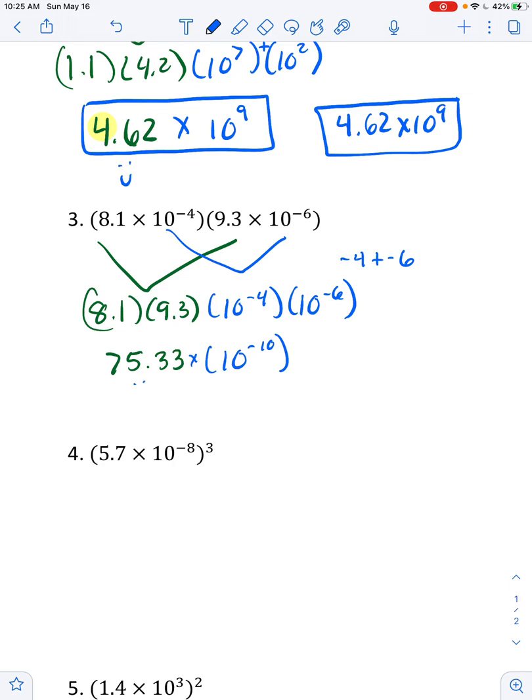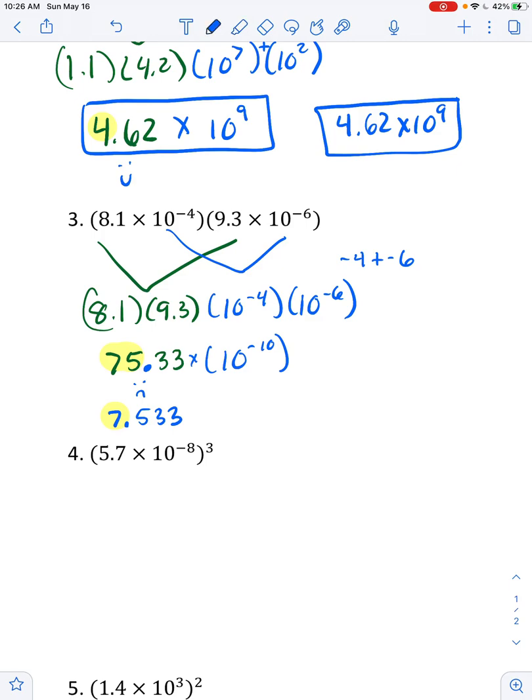So here I do get a little sad face because I can't have the decimal here. I would need to write it as 7.533 because I can only have one digit to the left, not two.